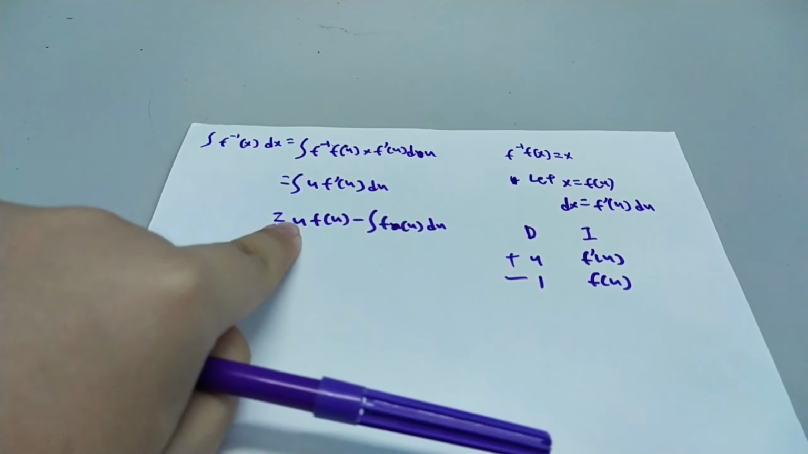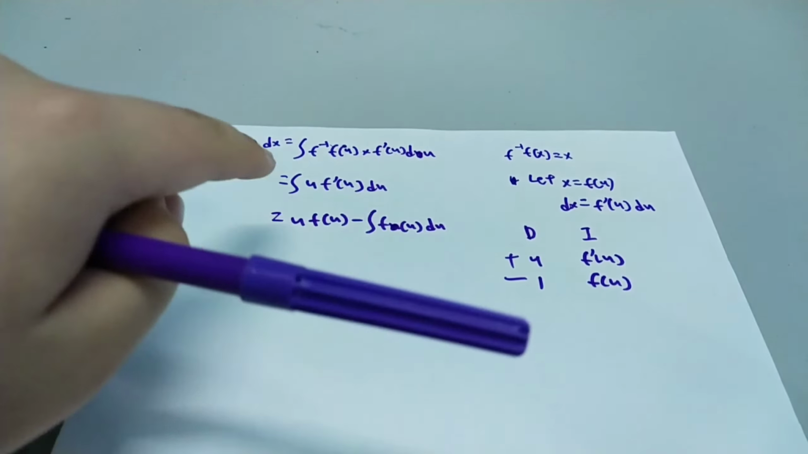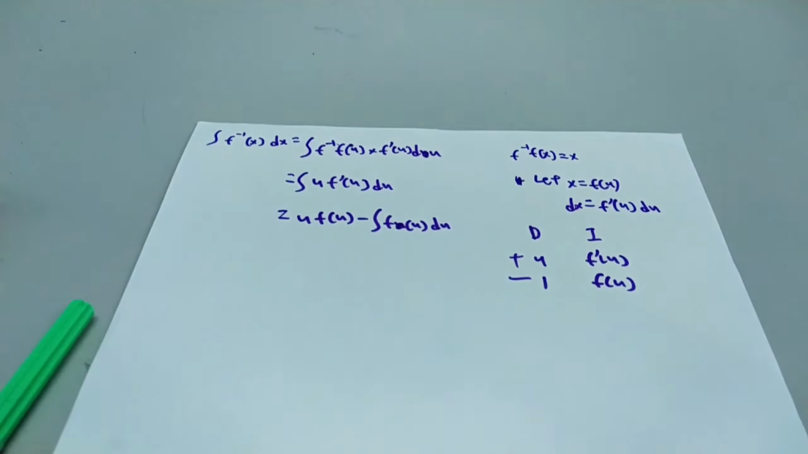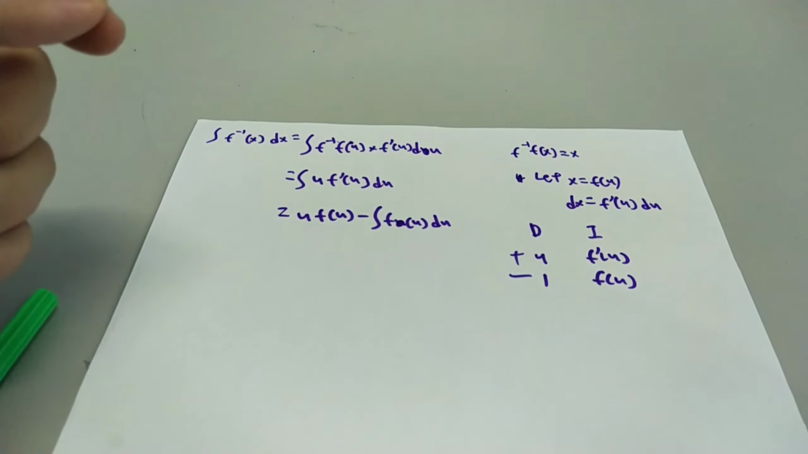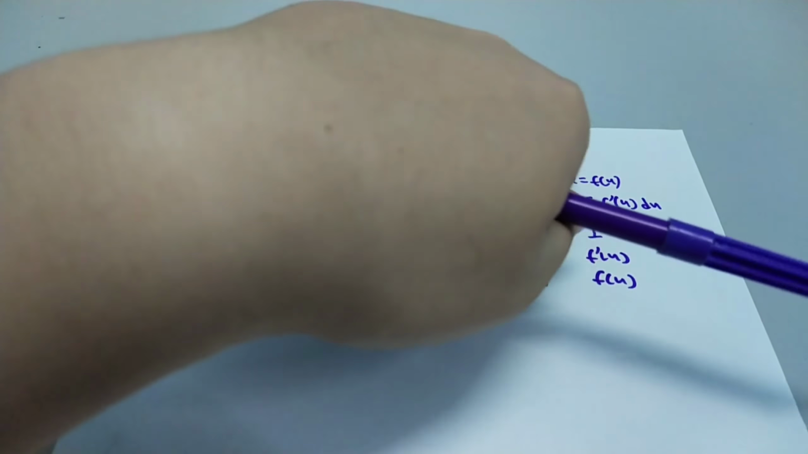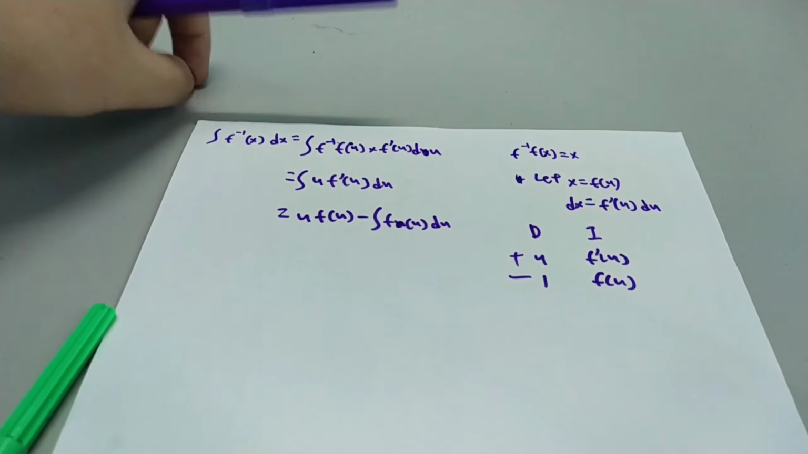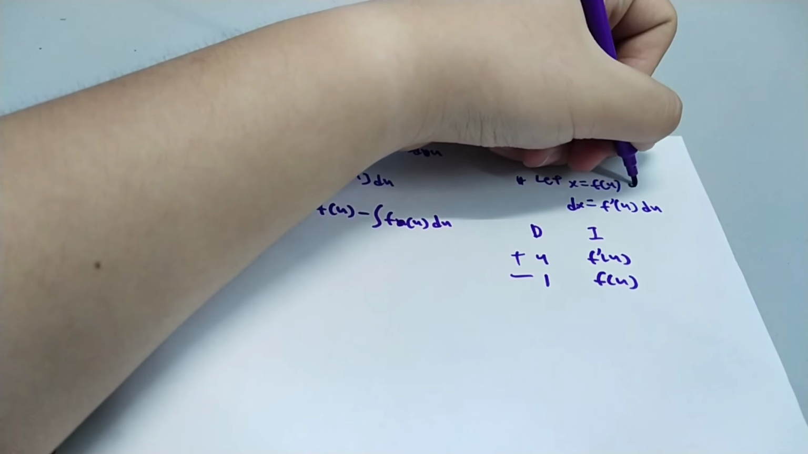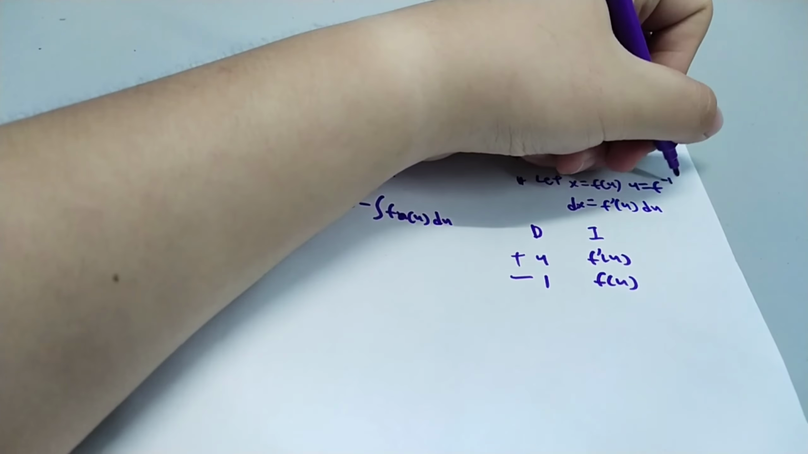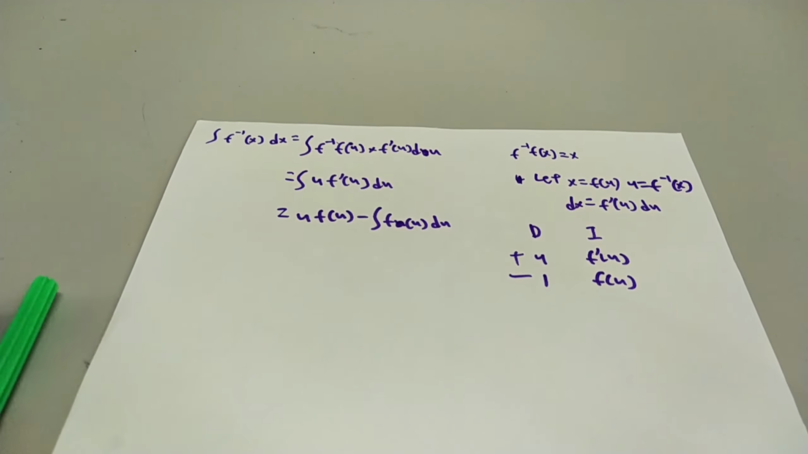Now x is equal to f of u, but we want to express u in terms of x. So what is the function u expressed in terms of x? Now, based on this substitution, right, if x is equal to f of u, then does it mean u is equal to inverse f of x? Of course it is.